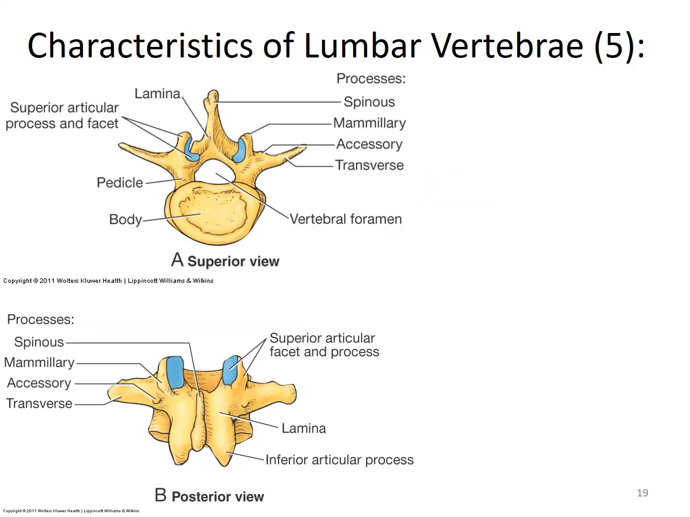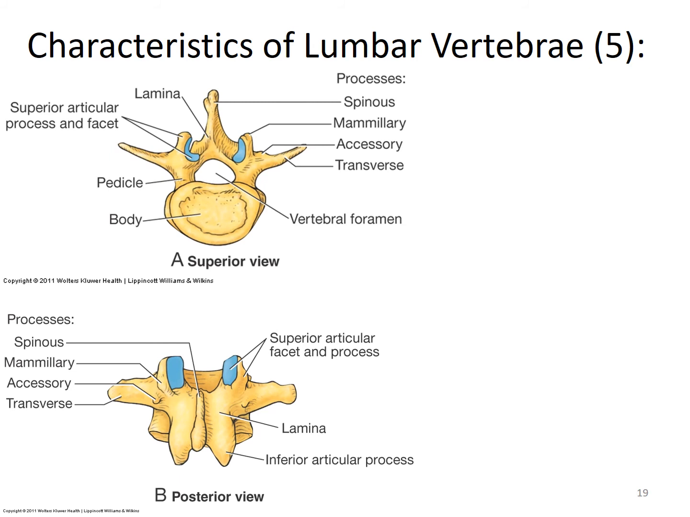Lumbar vertebrae. You can see that the body is pretty massive and dense. The spinous processes are blunted. The vertebral foramina are the largest in this region, and they're kind of triangular in shape, right? And the transverse processes are long and slender.